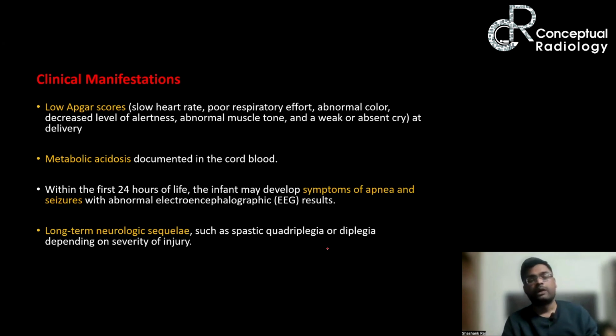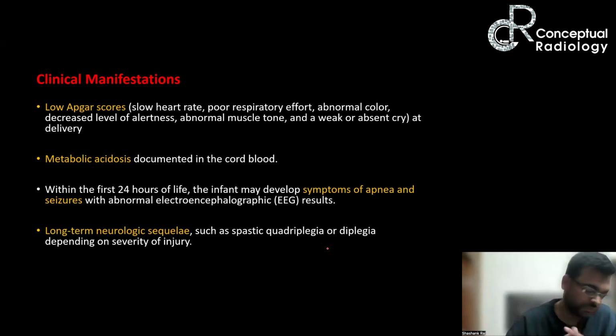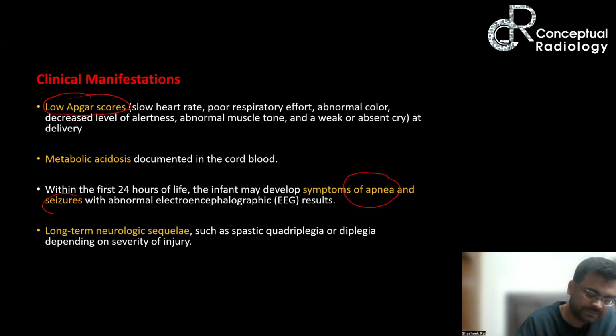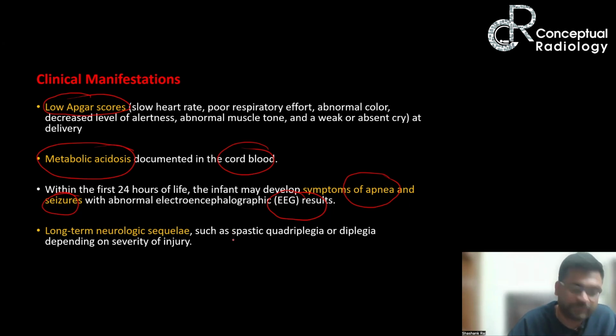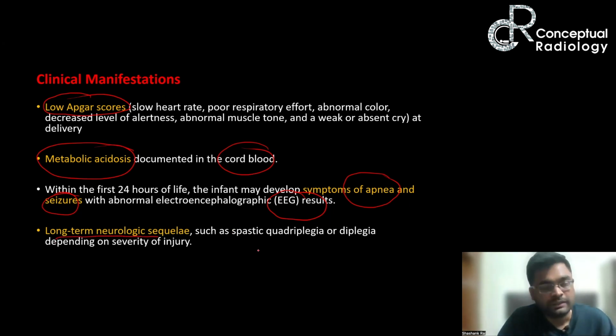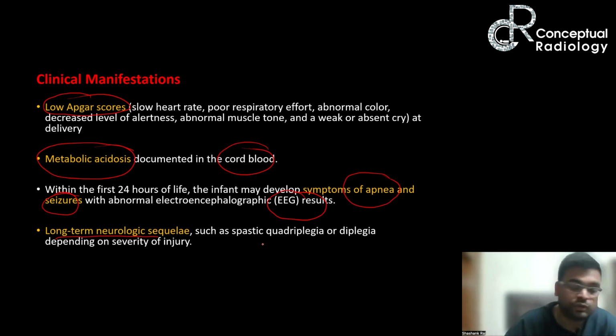Okay, so now coming to clinical manifestation, how these neonates will present. They will have low APGAR scores. They can have spells of apnea, seizures within the first 24 hours of life with abnormal EEG results. In cord blood, they will have metabolic acidosis. Long-term sequelae will depend on the severity of injury. With severe injury they will have spastic quadriplegia, and with mild to moderate insult, they will have diplegia, right?